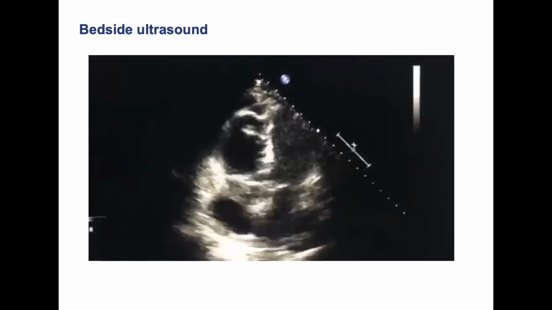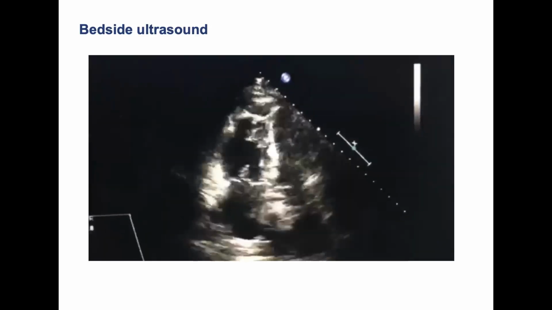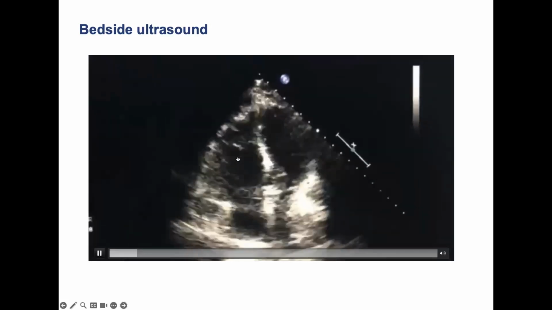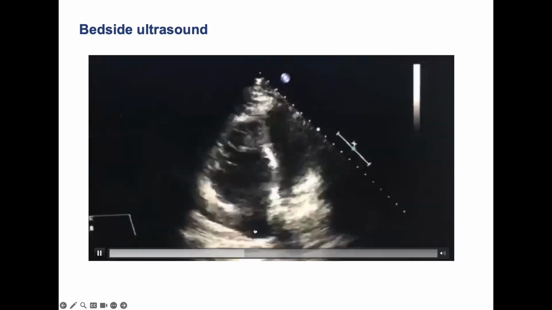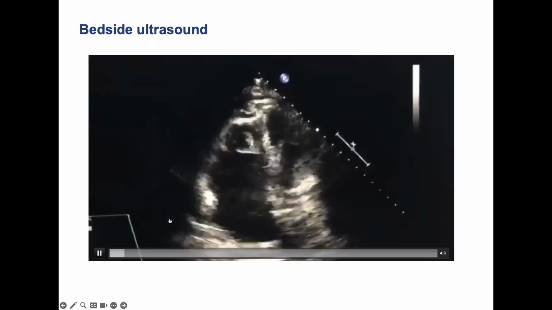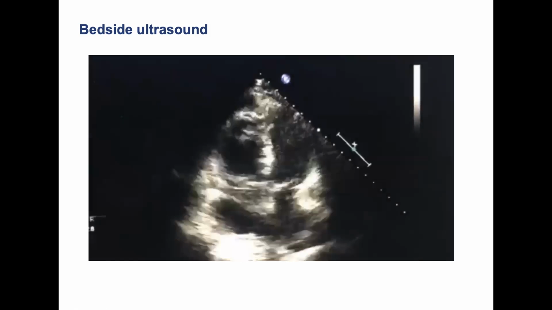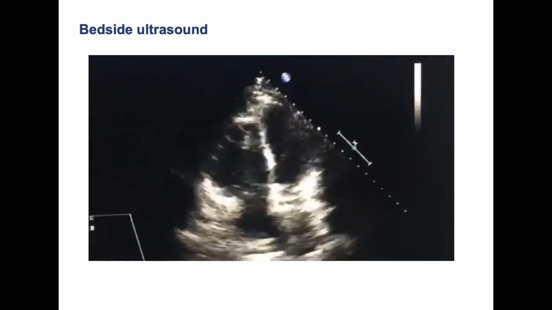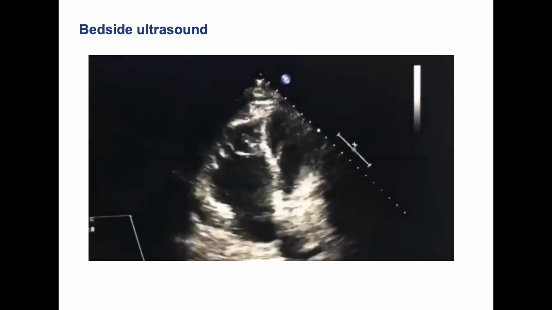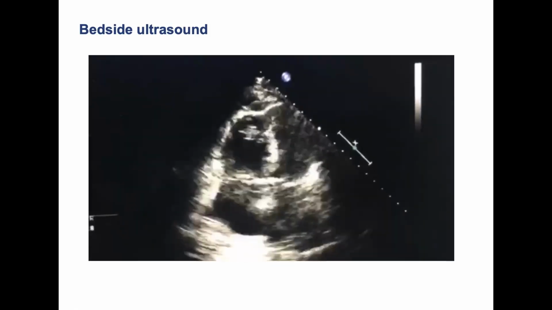This wasn't the exact ultrasound, but this is essentially what was seen. This is an apical four-chamber view: LV, RV, LA, RA. We can see here that the right ventricle is severely dilated. We see that the right ventricular free wall is not moving in. And so this is an example of right ventricular failure. This patient is hypotensive due to right ventricular failure.